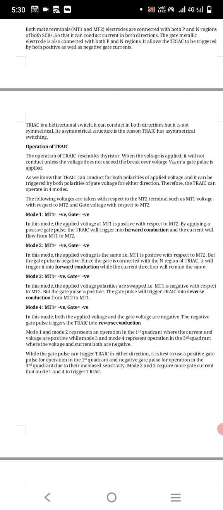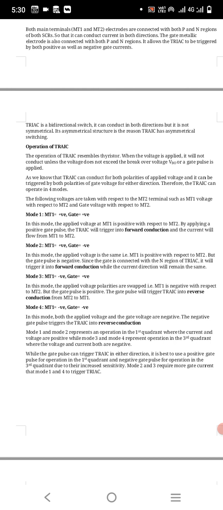Third one, mode 3, when MT1 is negative and gate terminal is positive. In this mode, the applied voltage polarities are swapped, where MT1 is negative with respect to MT2, but the gate pulse is positive. The gate voltage will trigger TRIAC into reverse conduction from MT2 to MT1.